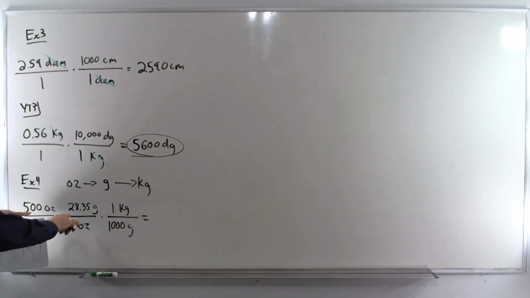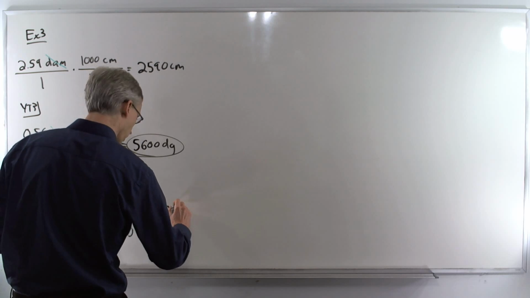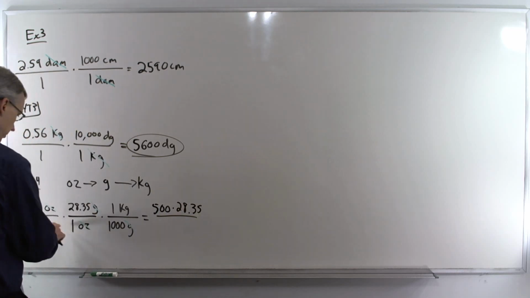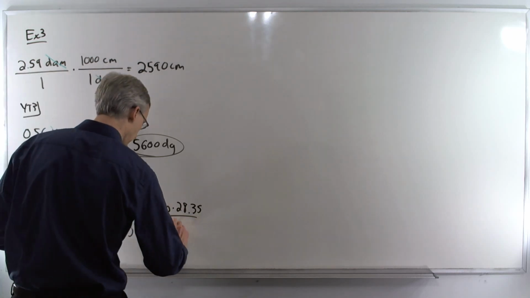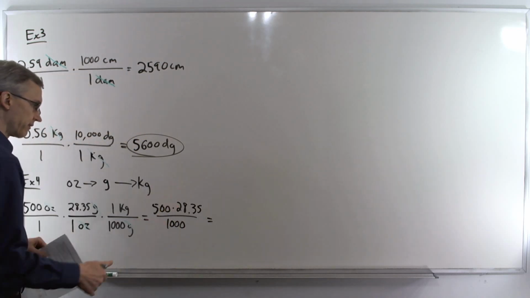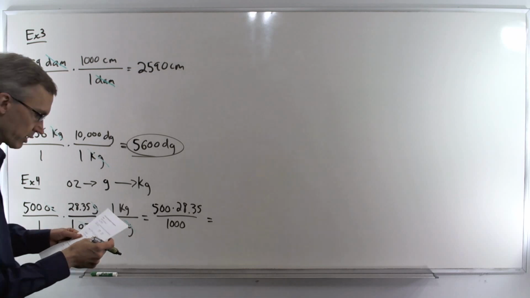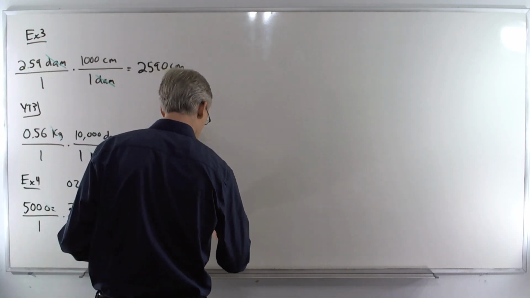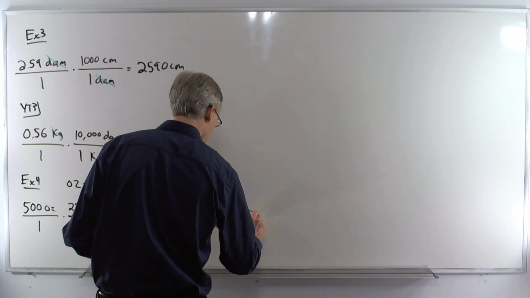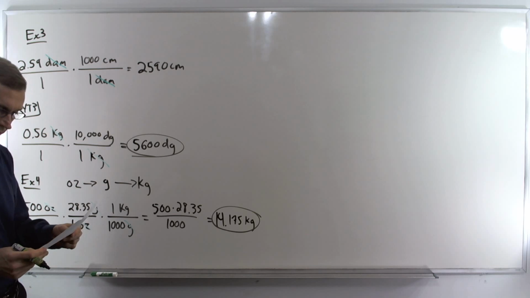So on top, we're doing 500 times 28.35. And on the bottom, we got 1 times 1 times 1,000. So 1,000 on the bottom. And we multiply that out and divide by 1,000. We get 14.175 kilograms. And in general, you can round to 2 digits. I'm just going to leave it for this one.